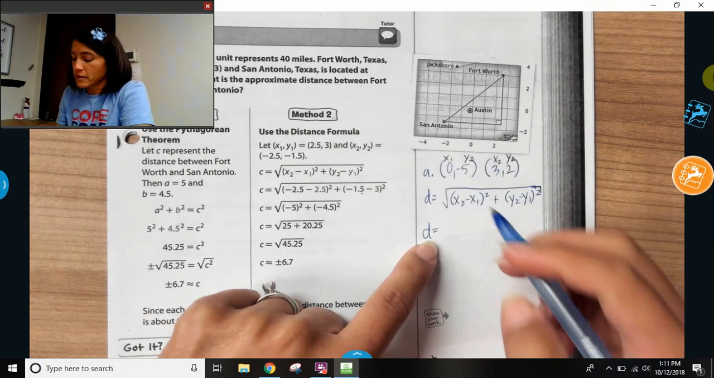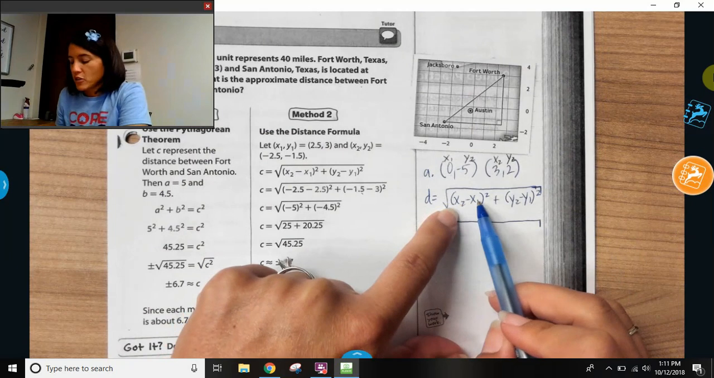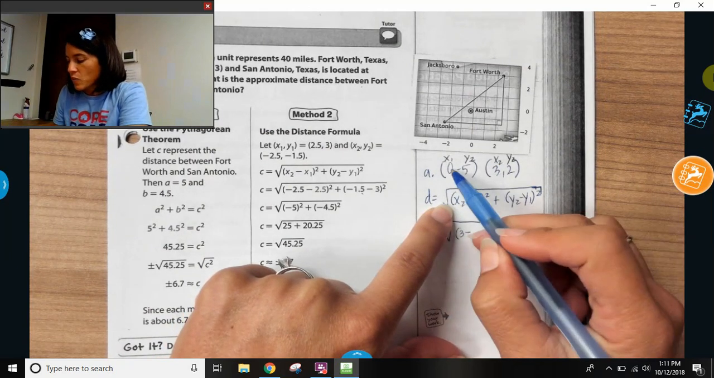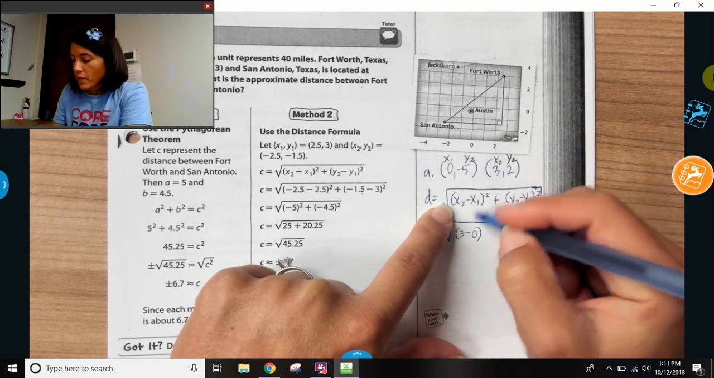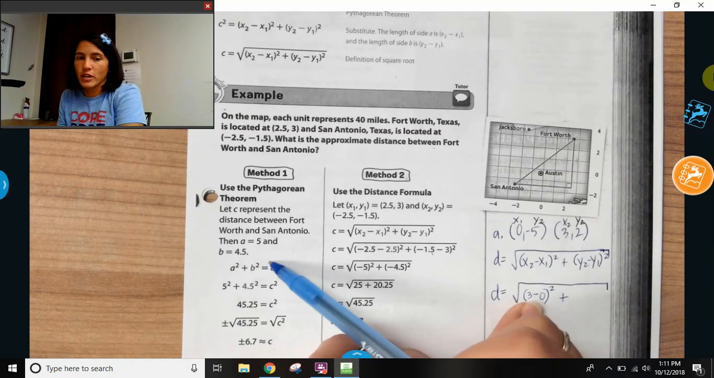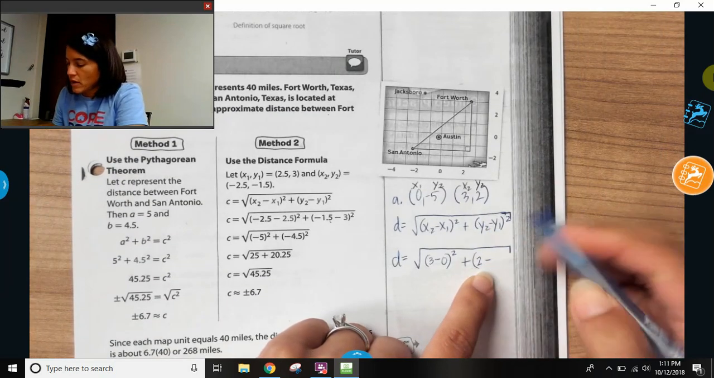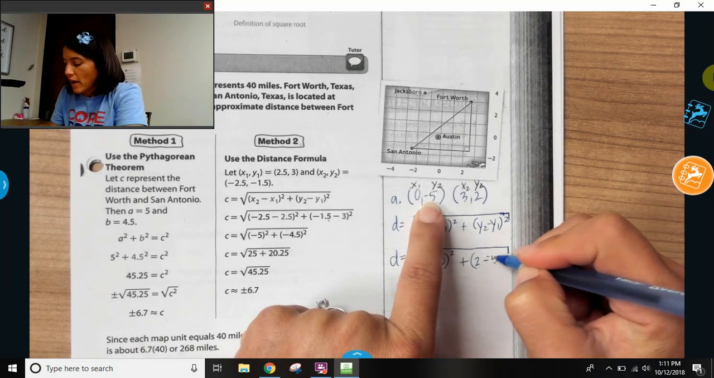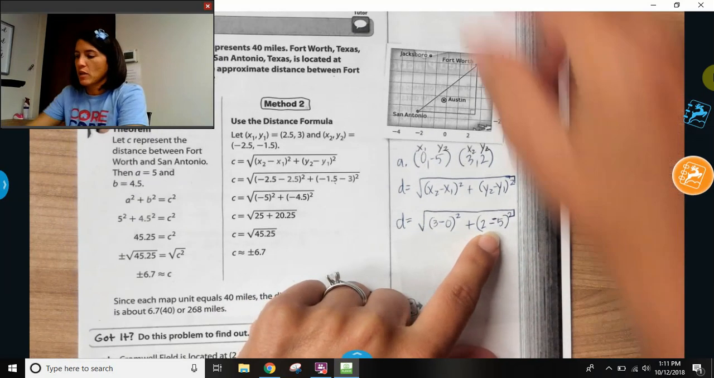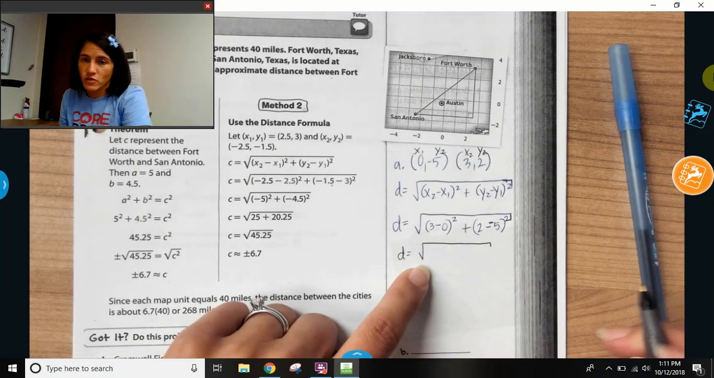This is the distance, and it's equal to the square root of x2 minus x1. So x2 is 3, and x1 is 0. You square that, and the reason we're squaring it is because it was originally the Pythagorean theorem. y2, which is 2, minus y1, which is -5, squared. And remember, when you subtract a negative, that's going to become plus. Distance equals square root. Yes, you need to write the square root every time.